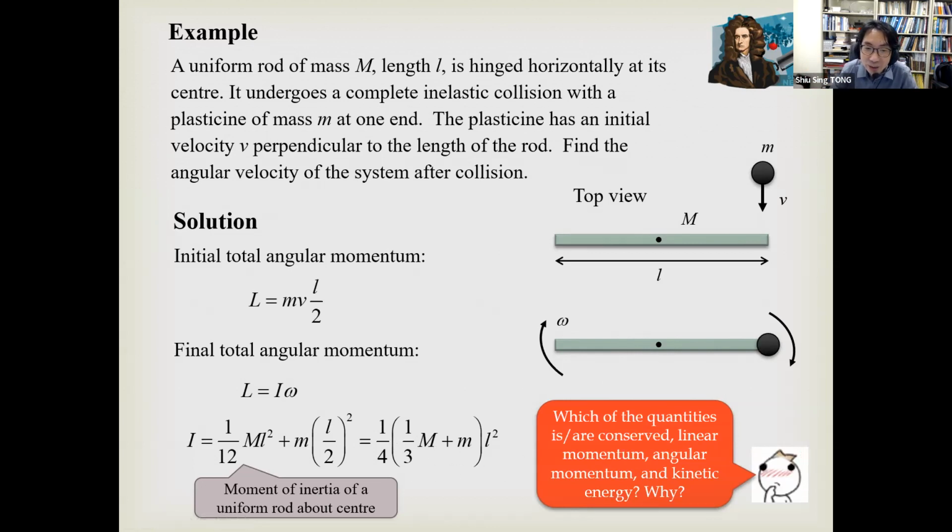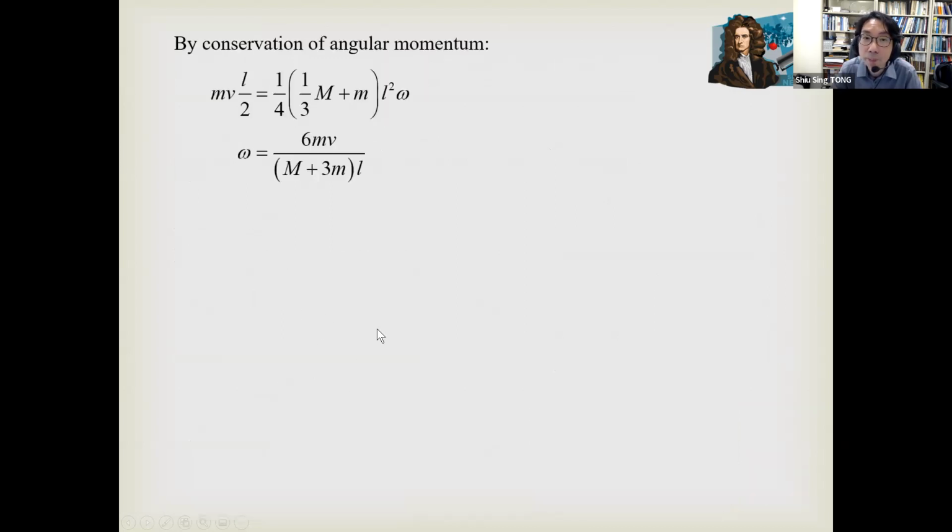So you take this value, and when you multiply by omega, that is the final total angular momentum, which should be equal to the initial total angular momentum. By the conservation of angular momentum, they should be equal, and so you have this equality. Now you can solve for omega, which is this value.